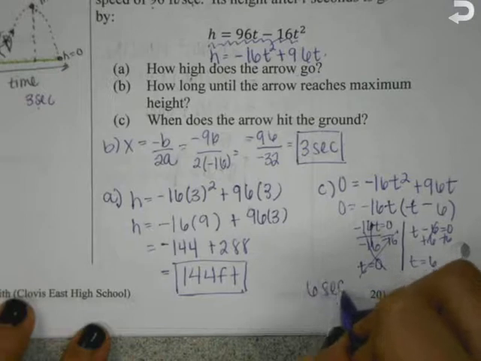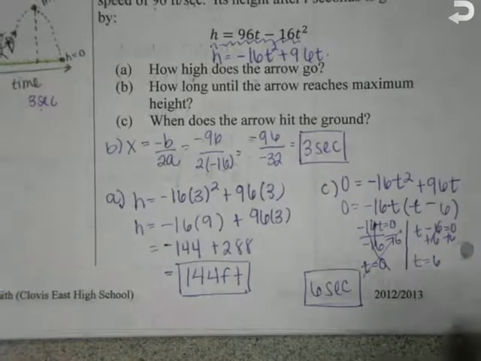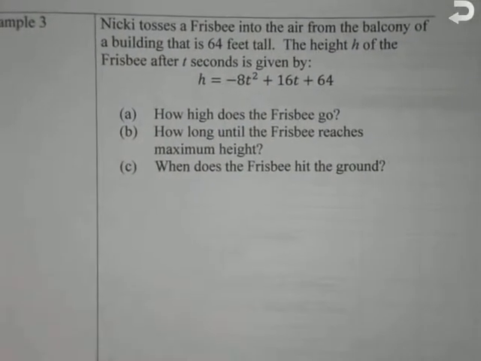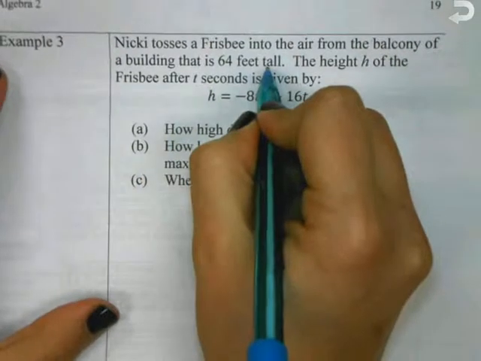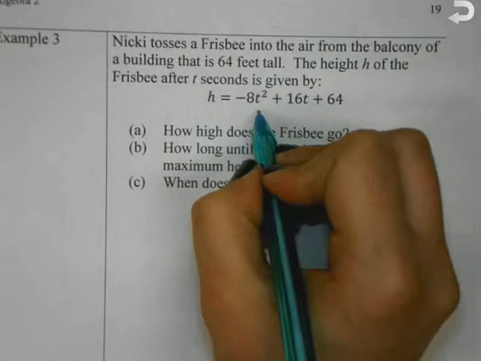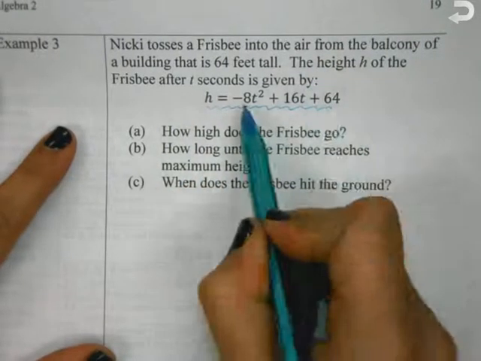Last example, example 3. We're throwing a frisbee, but this time we're not doing it from the ground. We're doing it from the balcony of a building that is 64 feet tall. The height h of the frisbee after t seconds is given by this equation, and this actually looks like what we want it to look like. T squared, t, no t. So we're good there. Part A asks, how high does the frisbee go?